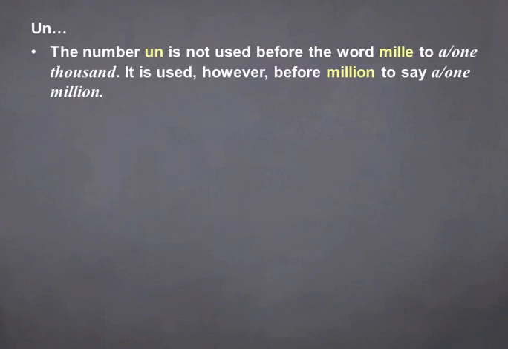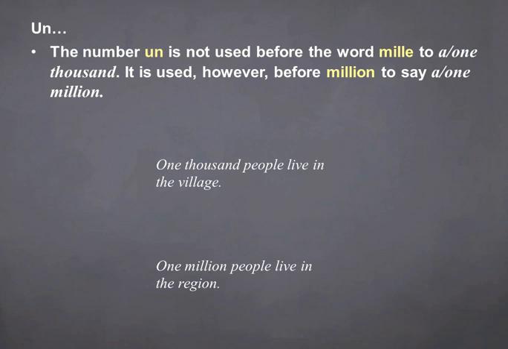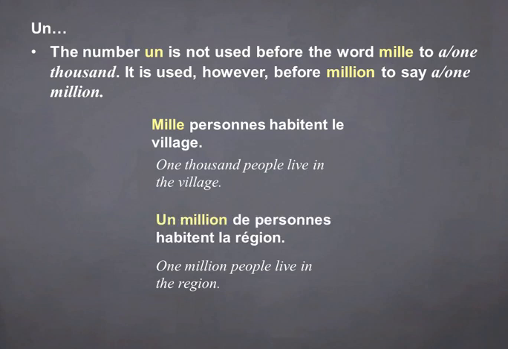Now the word un. The number un is not used before the word mille if we want to say 1,000. It is used, however, before million to say 1 million. So we have 1,000 people live in the village and then 1 million people live in the region. Mille personnes habitent le village and then un million de personnes habitent la région. There's another difference between these two numbers that we will talk about in a moment.